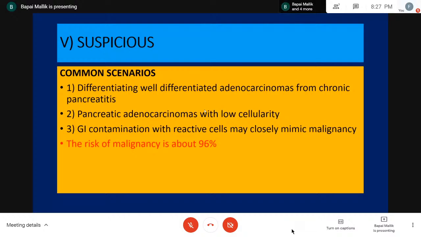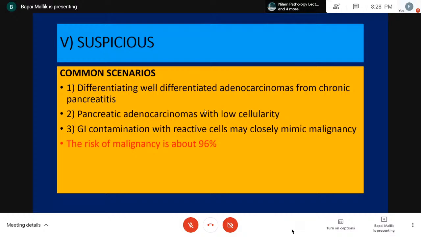Whether you want to put it in atypical or suspicious will depend on you, right? And the grade and how bad the cells look. Put them into the suspicious category. And sometimes GI contamination with reactive cells can closely mimic malignancy. So these are usually the scenarios in which you put stuff under the suspicious category, and more often than not, in fact, in our study, I think all the cases which we called suspicious actually turned out to be malignant. The risk of malignancy is about 96%.